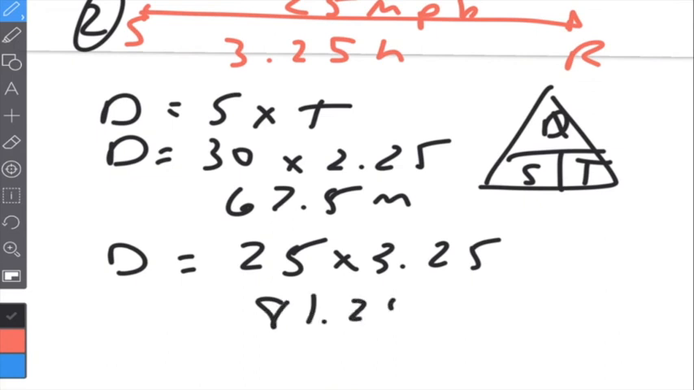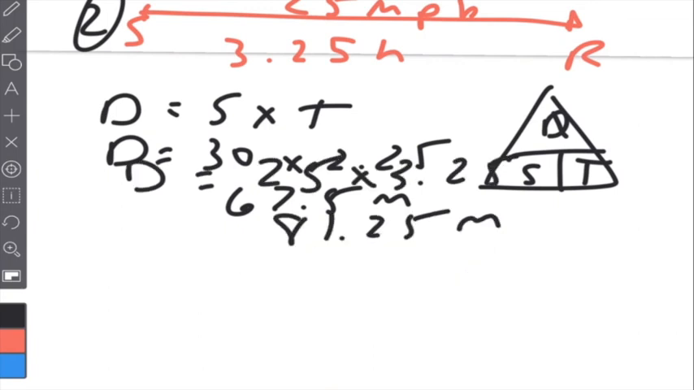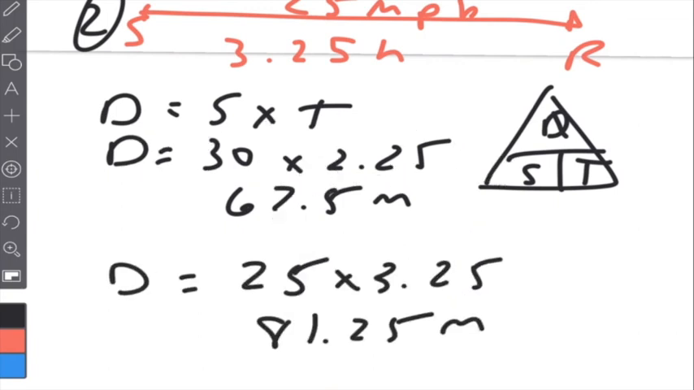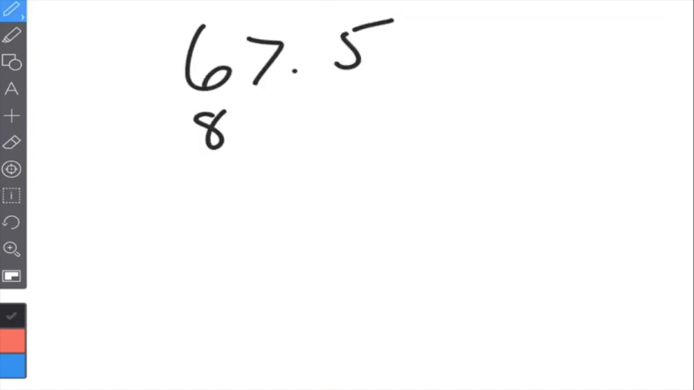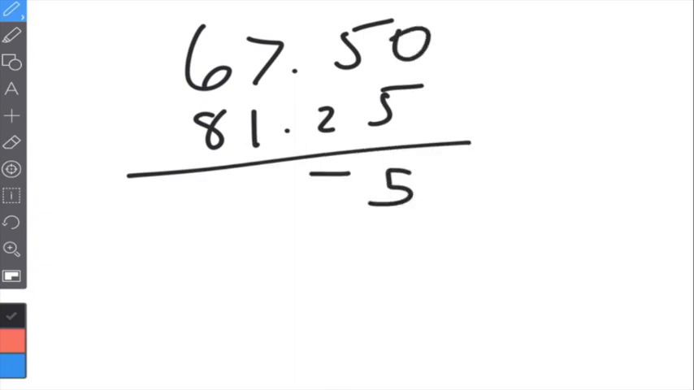So if I add those up, and let me just move this up again a little bit more. Okay, it won't let me, so I'm going to get a new page. So we have 67.5 and 81.25. And if you add that up, you're going to get 148.75 miles. So that's our total miles, or total distance.